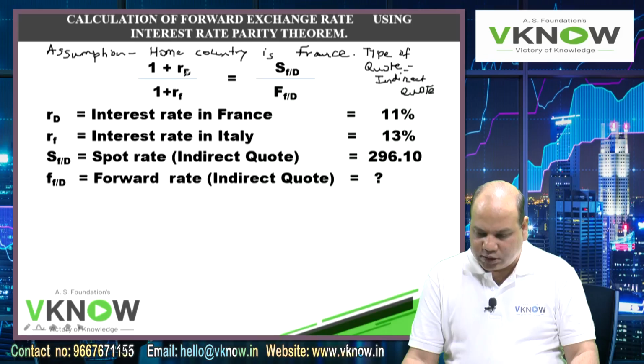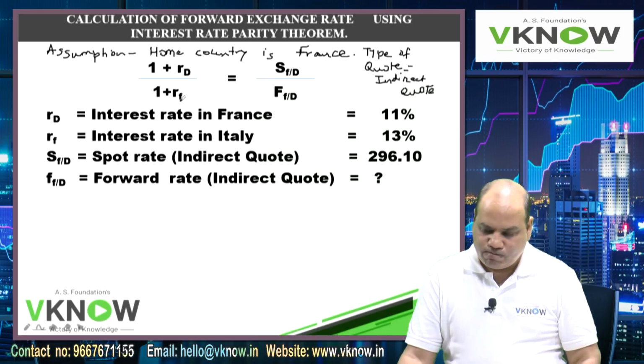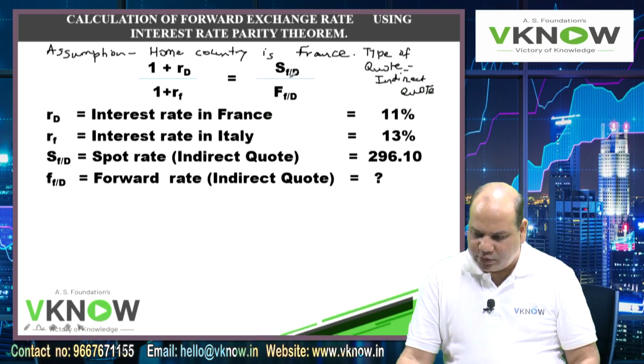So write down 1 plus RD upon 1 plus RF is equal to spot rate. F by D means foreign currency per unit of domestic currency. If you don't want to write F by D, don't write. If you want to write, most welcome. Upon F, capital F means forward rate, and this F by D indicates foreign currency per unit of domestic currency.